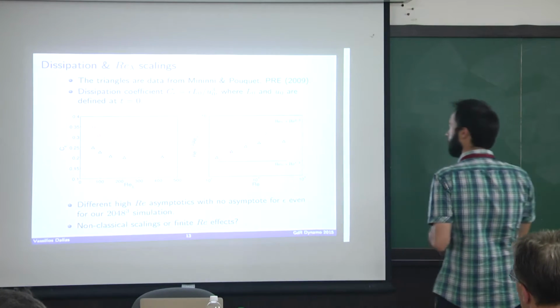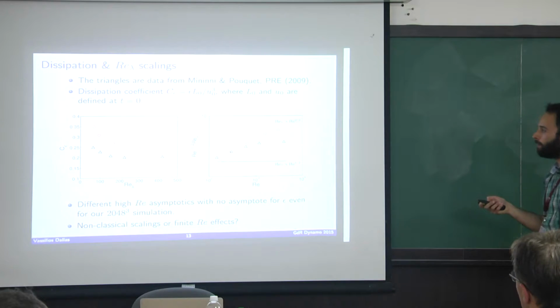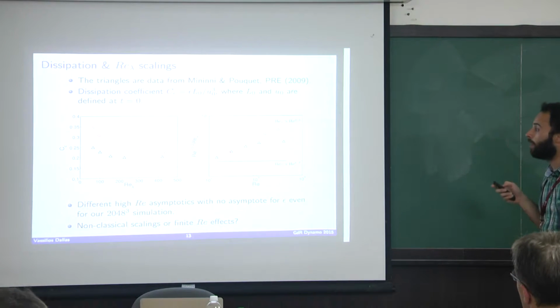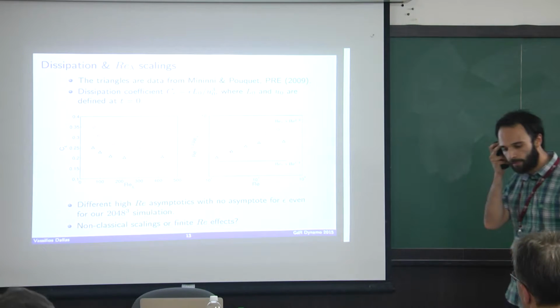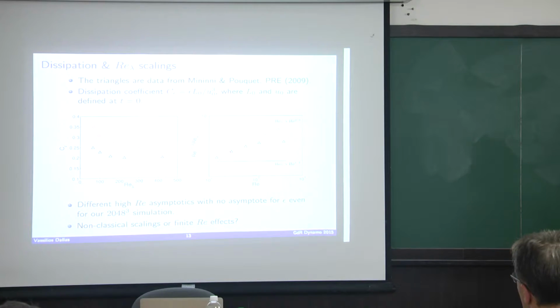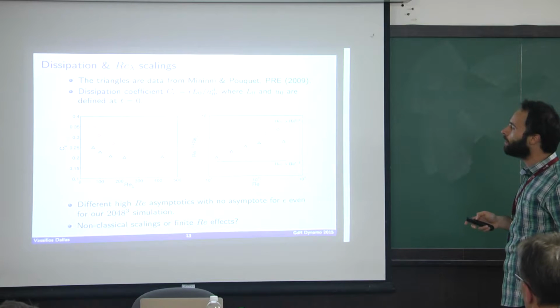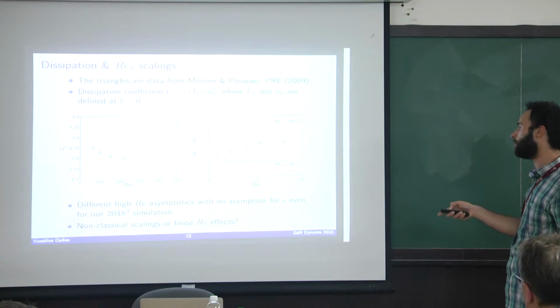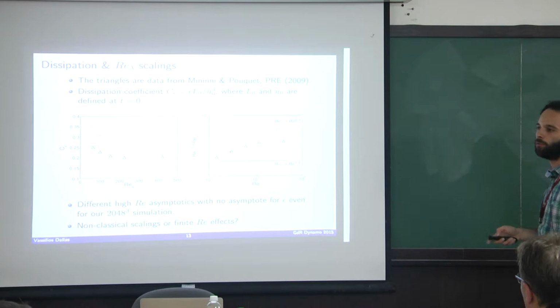So here what I'm showing is two sets of data. The circles are our data, and the triangles are the data by Menini and Pouquet from 2009. Their DNS at the time was the highest MHD DNS of homogeneous turbulence, was 1,500 cubed. And what they were showing, basically, is that the dissipation as Reynolds number increases becomes finite for high enough Reynolds number, and this is the dissipation anomaly well known in turbulence.